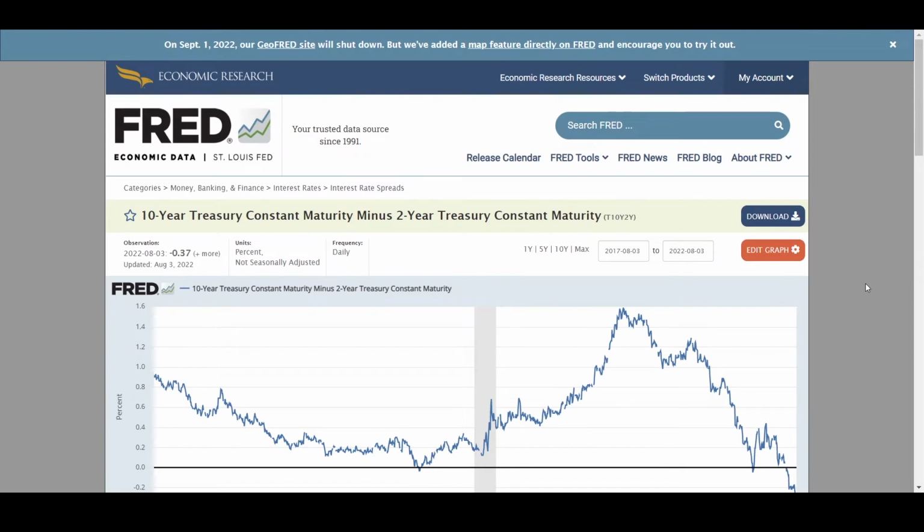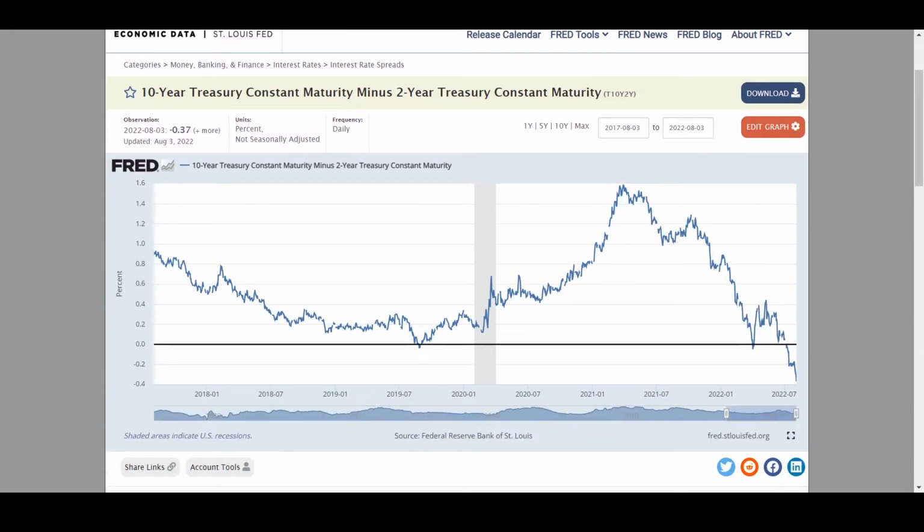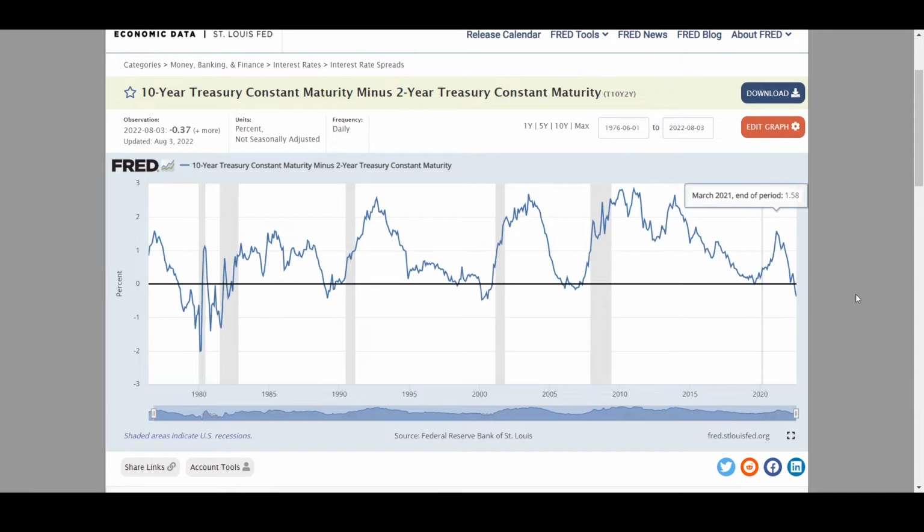Starting up the whole economic world right now is the 10-year Treasury constant maturity minus 2-year Treasury constant maturity yield, and it shows us that right now we have dropped below the dot-com bubble lows of minus 50 basis points, and that means that right now we are at the lowest levels seen since 2001. This inverted yield curve has a tendency to point to an upcoming recession.